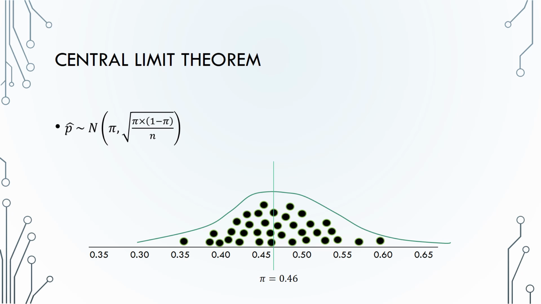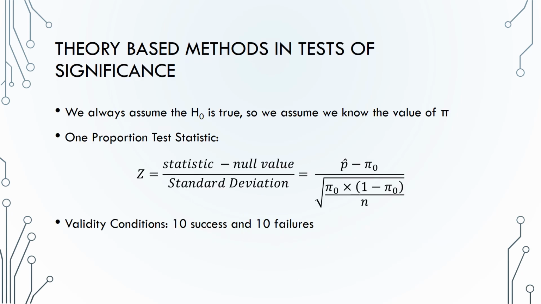And that's all well and good. But what if MSU had not published the population proportion of females? What if we don't know the value of pi, as is often the case in real life? We can use this in theory-based methods in our tests of significance, because we always assume we know the null hypothesis is true, and in the null hypothesis, we are saying we know the value of pi. So wherever pi shows up, we can use the null value pi naught in place of it.